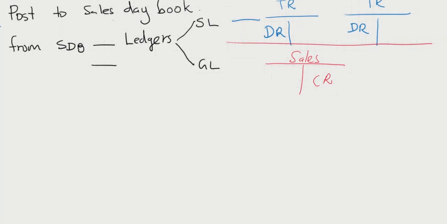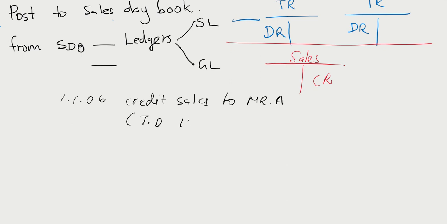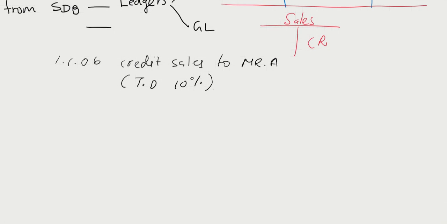Now, let's look at an example of posting entries to a sales day book. Let's take an example here of 1/1/2006, credit sales to Mr. A. And you allow trade discount of 10%. Now, what does trade discount mean? This is a discount provided for bulk buying.